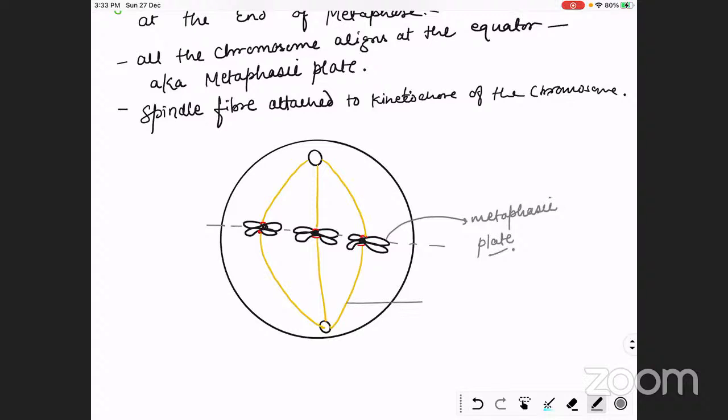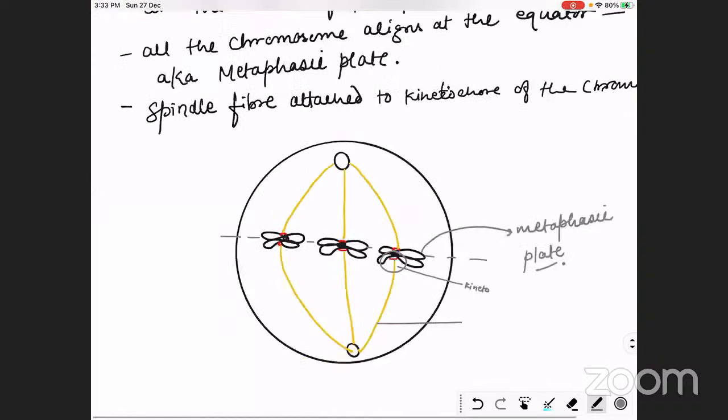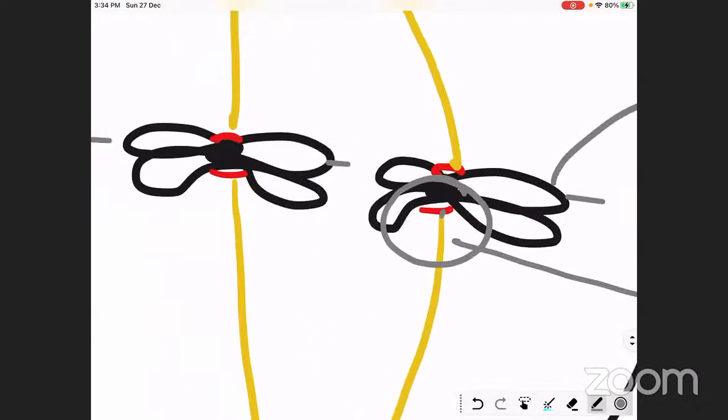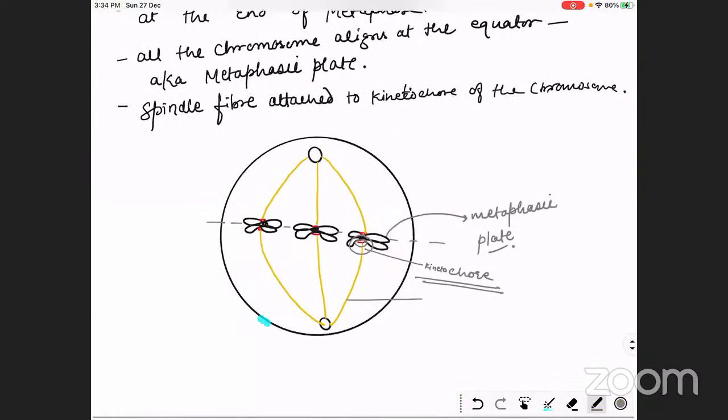And these spindle fibers are attached to the kinetochore. Please see here. They are attached to the kinetochore. So this one is the attachment. Here is your centromere, and this is your kinetochore. Kinetochore and spindle fiber attached to the kinetochore. Okay, so this stage is completed here.